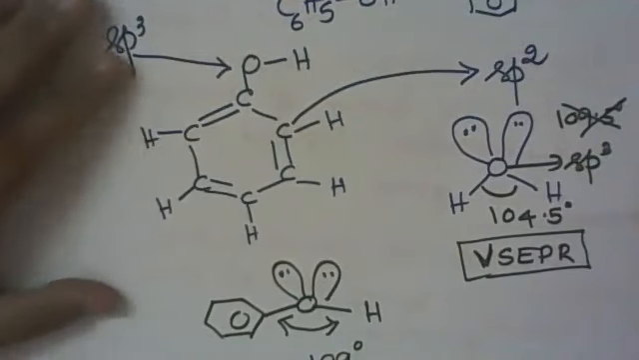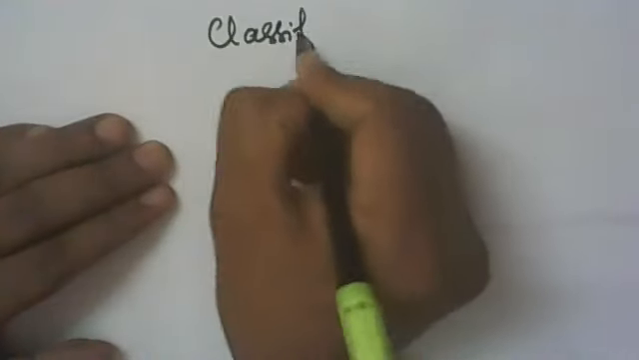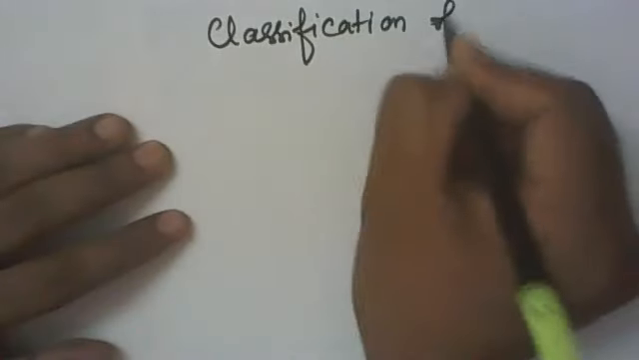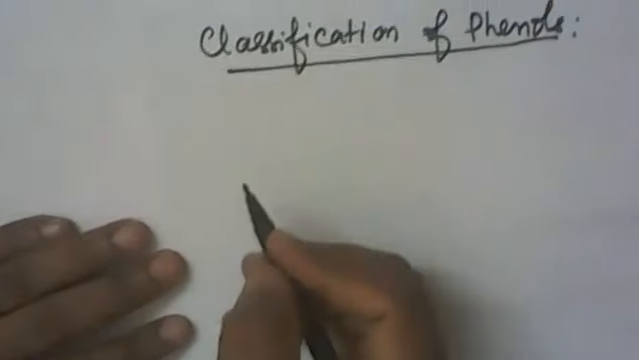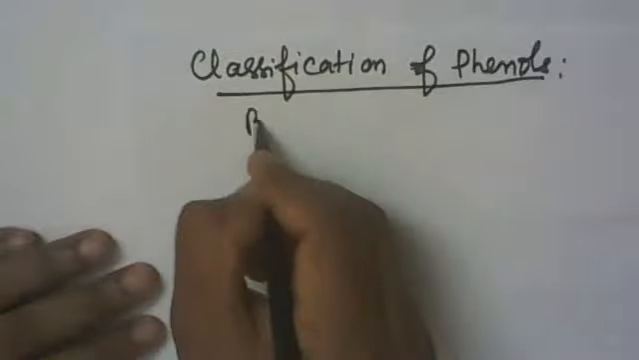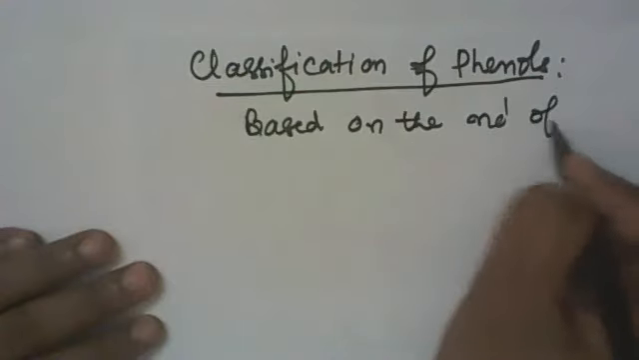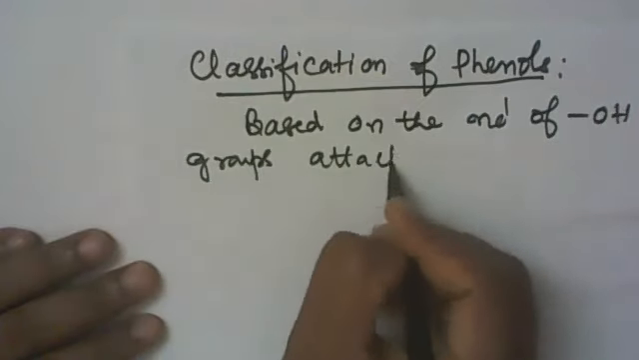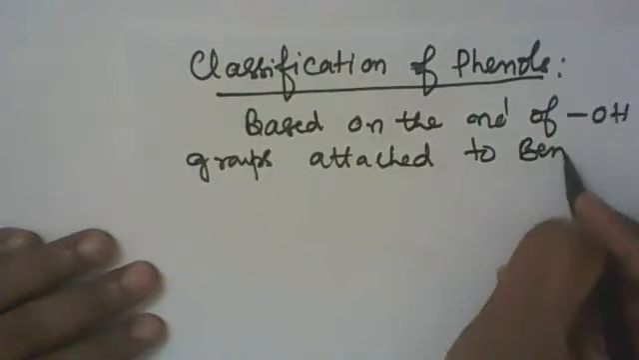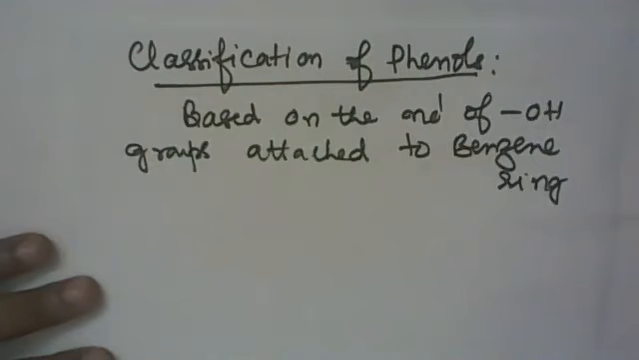Now let us see the classification of phenols. How are phenols classified? Phenols are classified based on the number of OH groups attached to the benzene ring or aromatic ring, right?